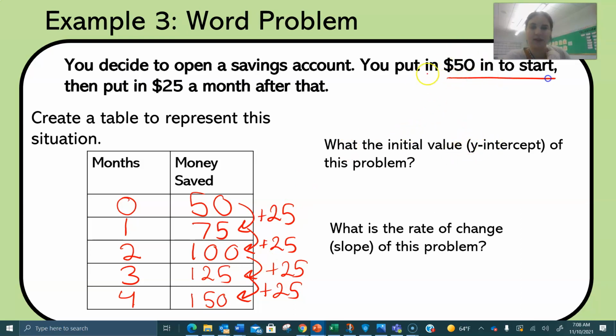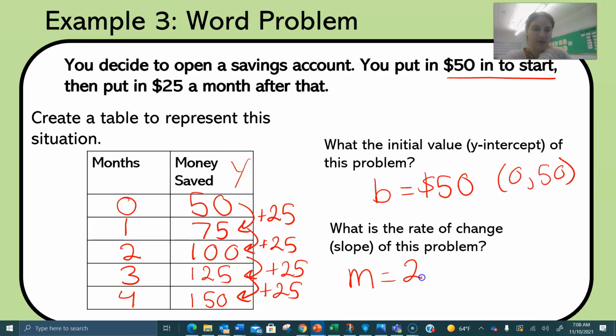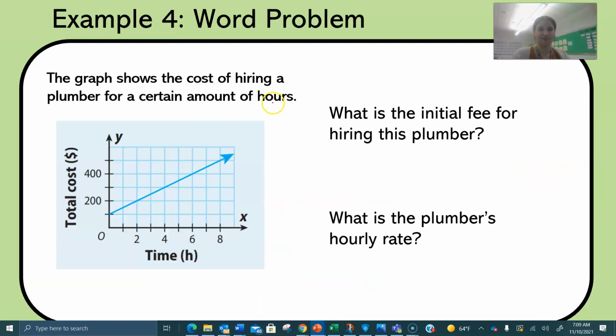So what is the y-intercept, or the initial value? Well, I put $50 in to start, so my initial value, or b, the y-intercept, is $50, or (0, 50). And then what is the rate of change? Well, my y values, or money saved, is going up by 25 because I saved $25 a month. And then months are going up by 1 because it's $25 per month. So my slope is just 25. So I can see $25 a month is my slope.